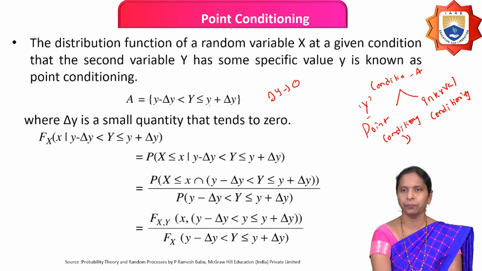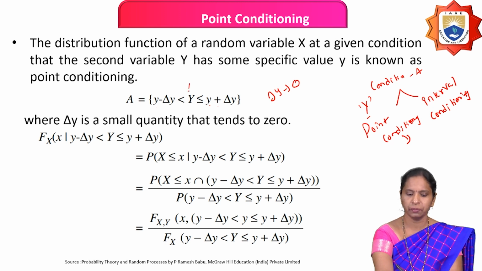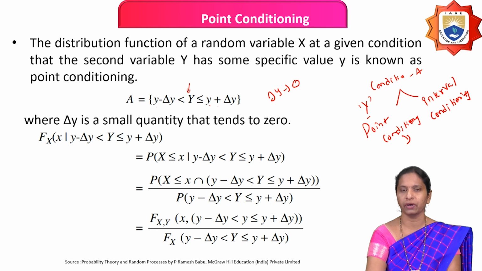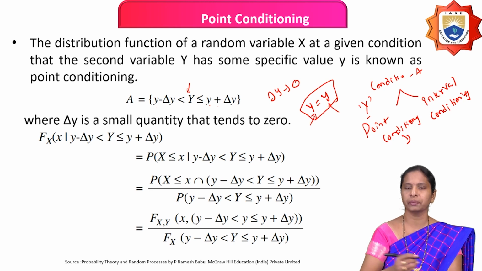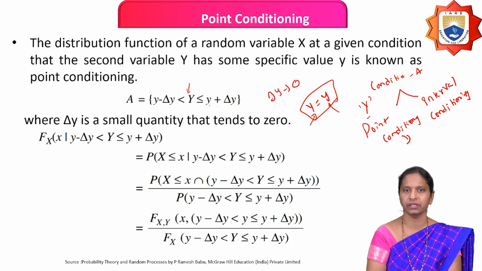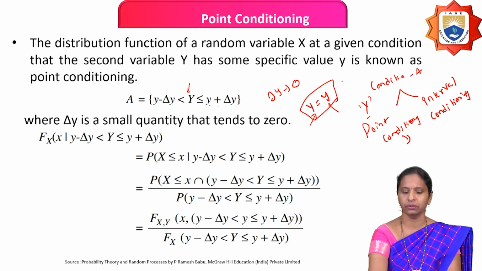So the name point conditioning is defined such that the random variable y takes a particular value. For example, y is equal to what? Small y. Here, y represents the random variable, and small y represents a particular value of the random variable y. So point conditioning is nothing but the random variable y taking a specific value, or a point value.